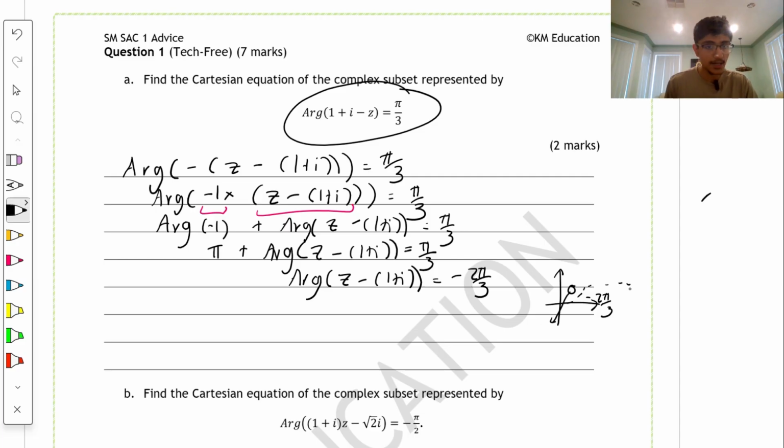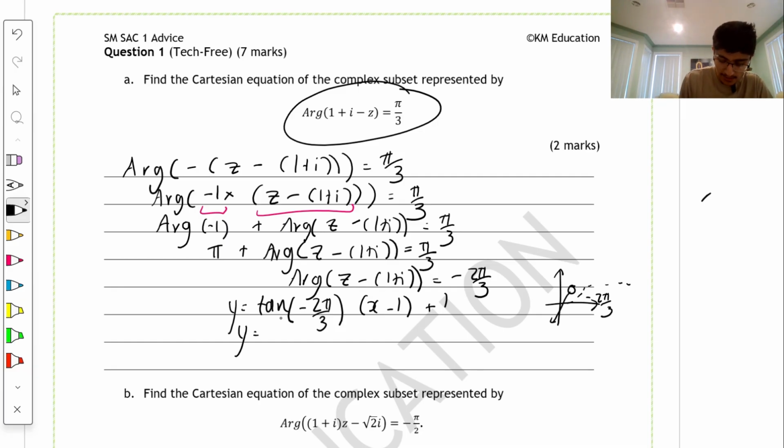And so that's the angle it makes. So as a result, I can figure out the gradient. It's just going to be tan(-2π/3)(x - 1) + 1. Tan(-2π/3) is just square root 3. So if I expand this out, I'll get square root 3 x minus square root 3 plus 1.